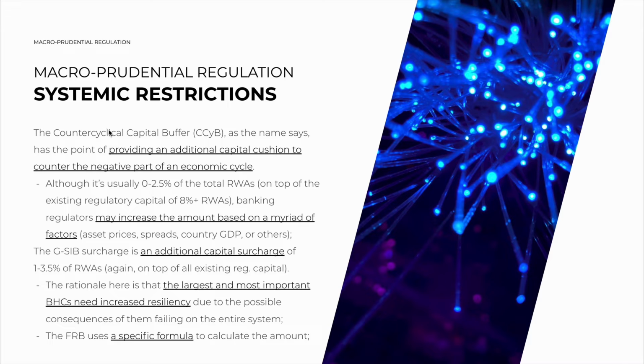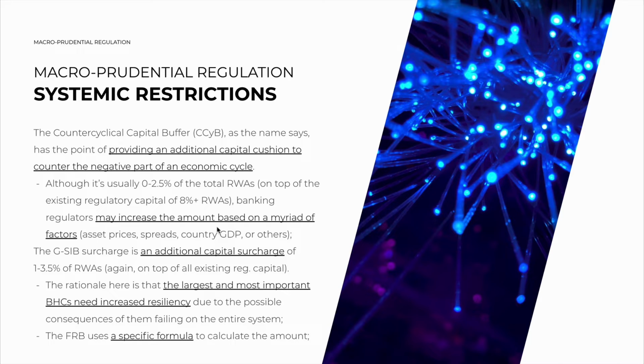The first is the countercyclical capital buffer, or CCYB. As the name says, this buffer has the point of providing an additional capital cushion to counter the negative part of an economic cycle. Although it's usually between 0 to 2.5% of the total RWAs, and that's on top of the existing 8%, please notice that the banking regulators have the discretion to increase this amount based on a myriad of factors, including asset prices, spreads, the bank's country's GDP, and others.